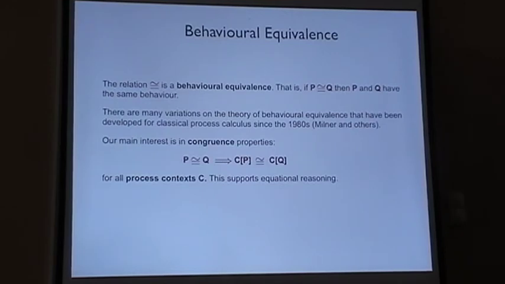So here we come to the concept of the relation which is called the behavioral equivalence. That is, if P is equivalent to Q, it means that P can do the same actions as the process Q can do. So in other words, P and Q have the same behavior, or they are indistinguishable. There are many variations of this theory of behavioral equivalence that have been developed for classical process calculus since the 1980s. But our main interest is the congruence property, which means if P and Q are equivalent, then C of P is equivalent to C of Q, meaning that this equivalence holds for all process contexts, and this supports equational reasoning.